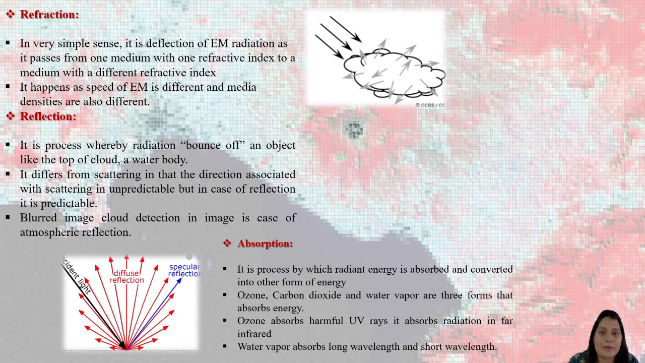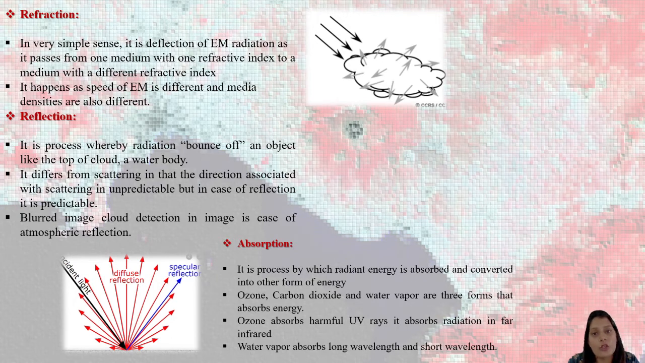And last is absorption. It is a process by which radiant energy is absorbed and converted into another form of energy, right? Ozone, carbon dioxide, and water vapor are three examples that absorb energy. So this is how it absorbs. We have UV rays; even UV rays are absorbed somewhere. Water vapor absorbs long wavelength and short wavelength.